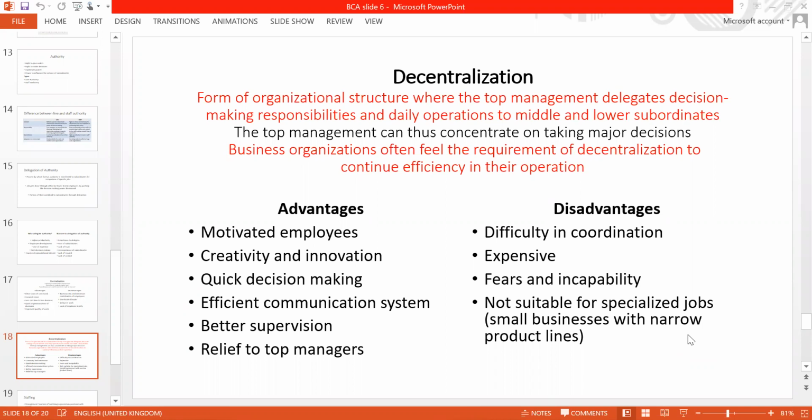And decision making is quick. If you decentralize and delegate authority to the people at the lower level, then decision making is very quick as compared to the centralized system where all the decisions are taken by the top level management. And the communication system is efficient.